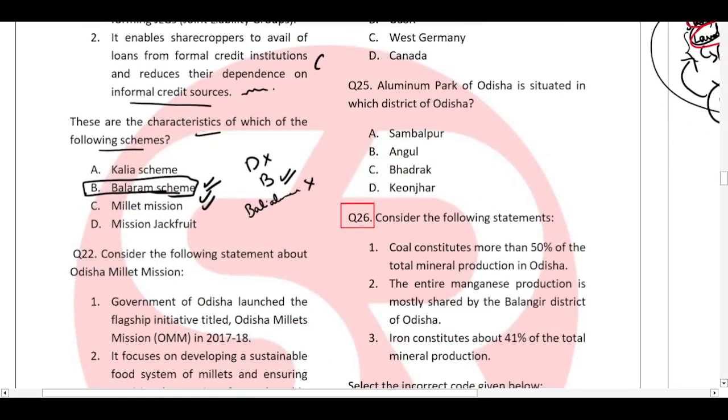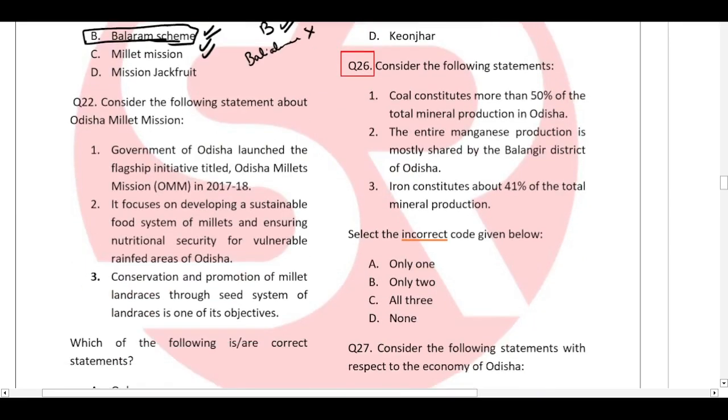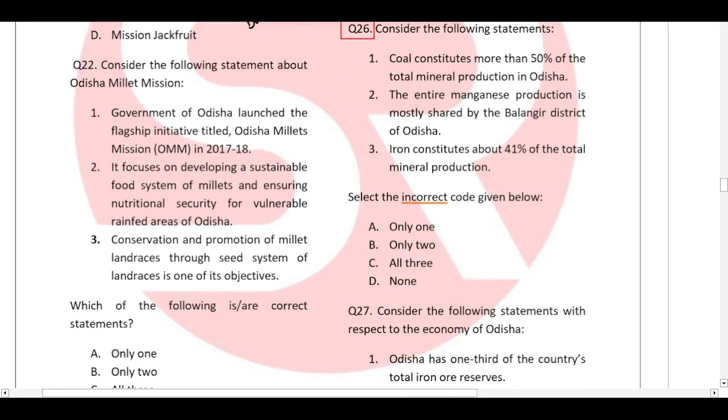Moving on to question number 22. Consider the following statements with regards to the Odisha millet missions. Government of Odisha launched their flagship Odisha Millet Mission in 2017-18. It focuses on developing a sustainable food system of millets and ensuring nutritional security for vulnerable rain-fed areas of Odisha. Conservation and promotion of millet landraces to seed system of landraces is one of the objectives. Which of the following are correct?